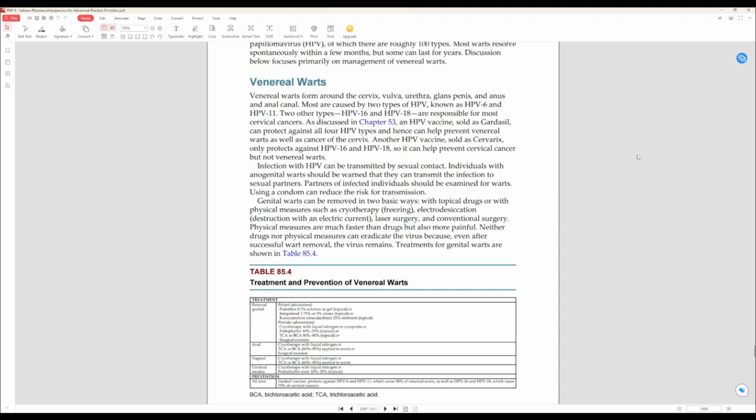Genital warts can be removed in two basic ways: with topical drugs or with physical measures such as cryotherapy, electrodissection, laser surgery, and conventional surgery. Physical measures are much faster than drugs but also more painful. Neither drug nor physical measure can fully eradicate the virus, however, because even after a successful wart removal, the virus remains. So treatments for genital warts are shown on the following table.